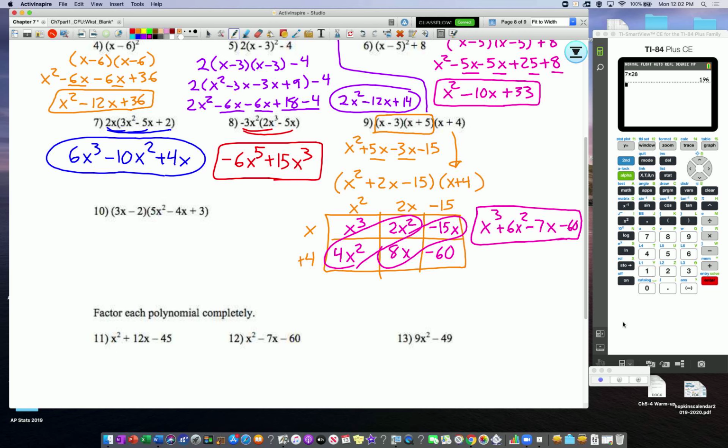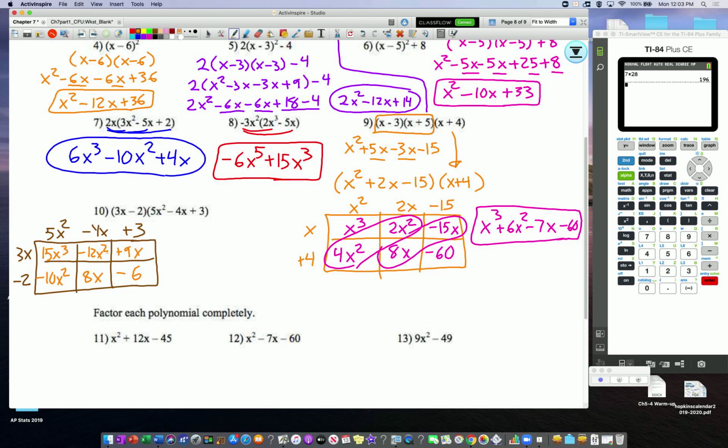All right, number 10 is actually the box method, what we just did straight away. So let's go ahead and make the box. So 3x minus 2, 5x squared minus 4x plus 3. All right, so let's multiply. 15x cubed, minus 12x squared, plus 9x and minus 10x squared, 8x, minus 6.